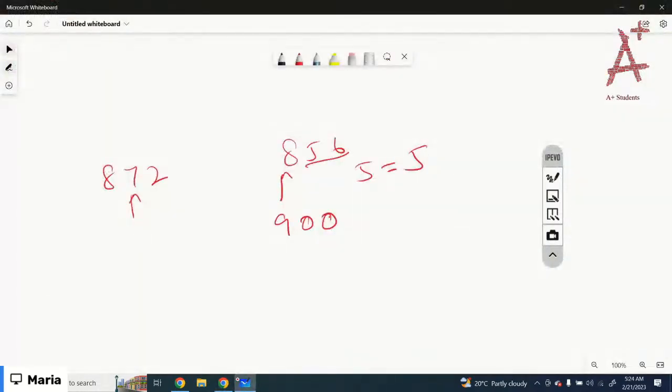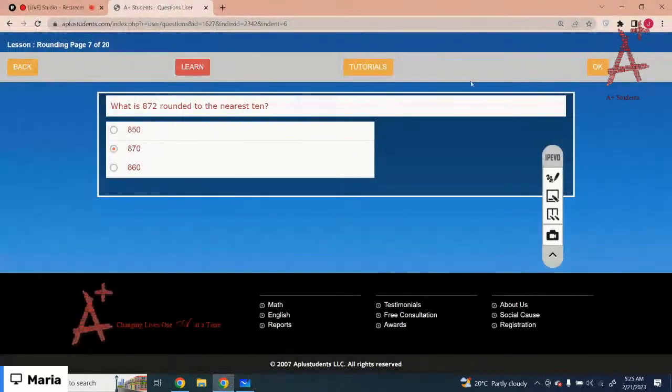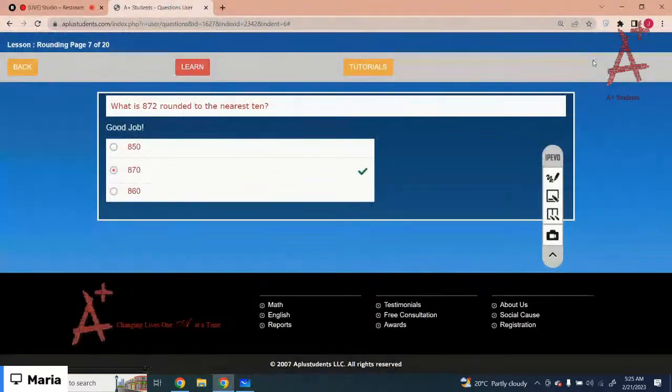The tens digit is 7. The digit that is right to 7 is 2. 2 is less than 5 or greater than 5? 2 is less than 5. That means you have to round on the same digit, write 7 as it is and replace the other digit with 0. So it would be 870. Got it? So the correct option is 870.